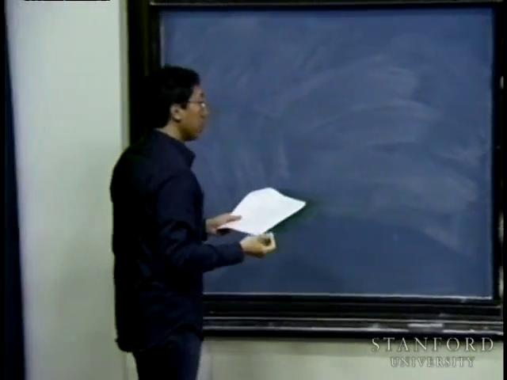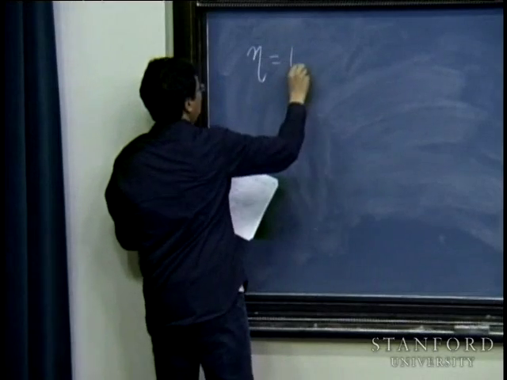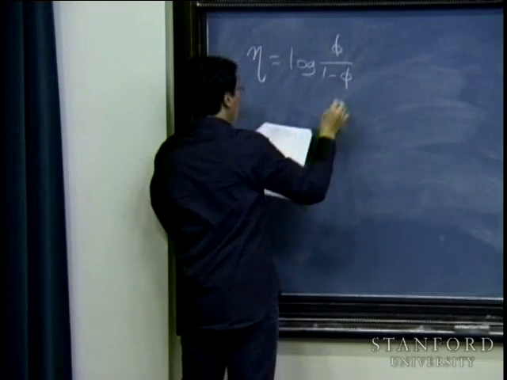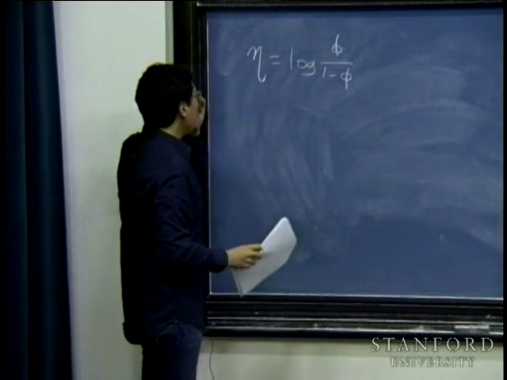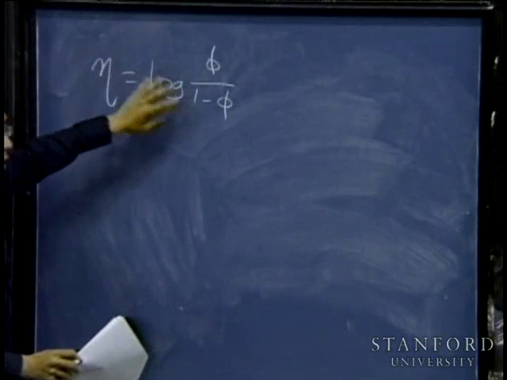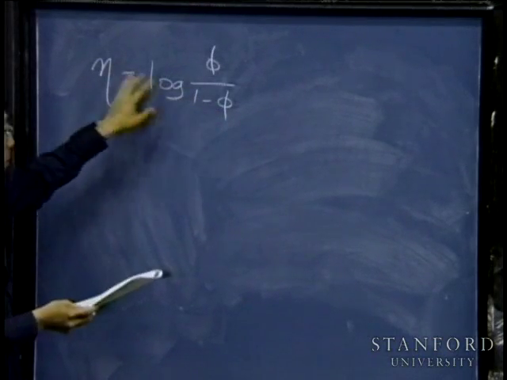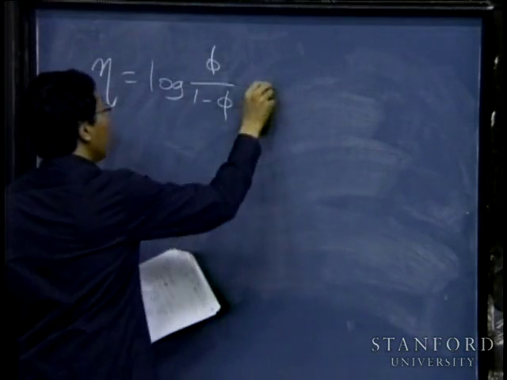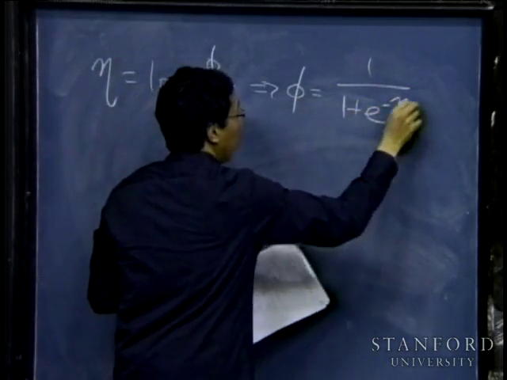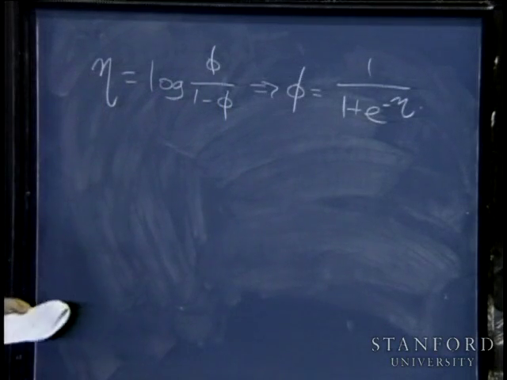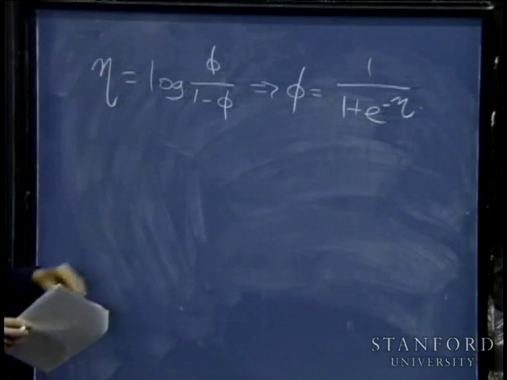Let me write down a few more things. Copying from the previous board, we had that eta is therefore equal to log phi over 1 minus phi. I won't do the algebra, but if you invert this formula, solve for phi as a function of eta, you find that phi is 1 over 1 plus e to the minus eta. Somehow the logistic function magically falls out of this. And we'll take this even further later.